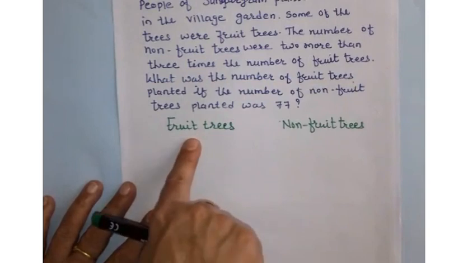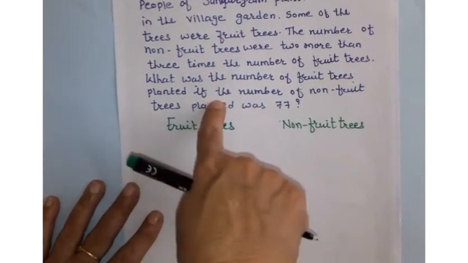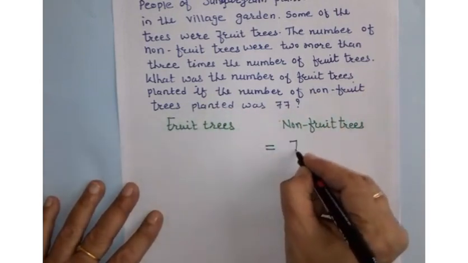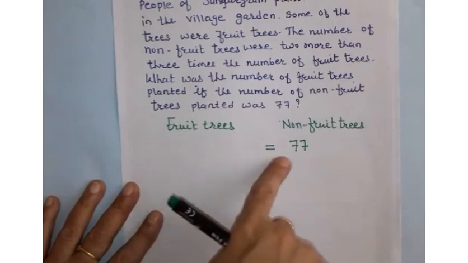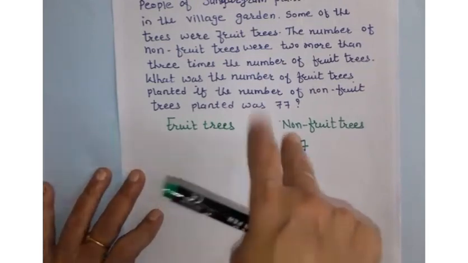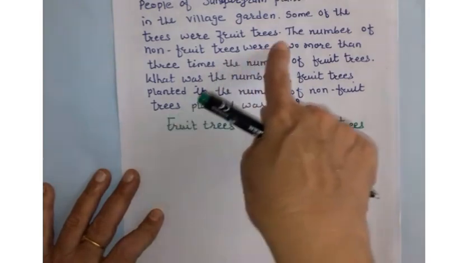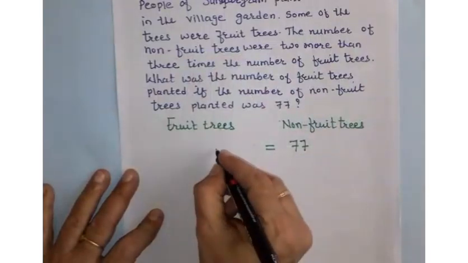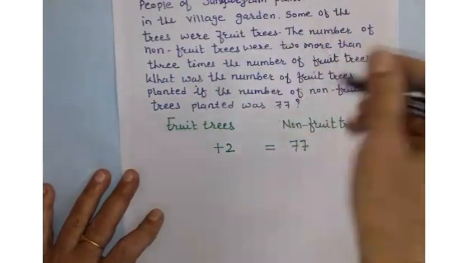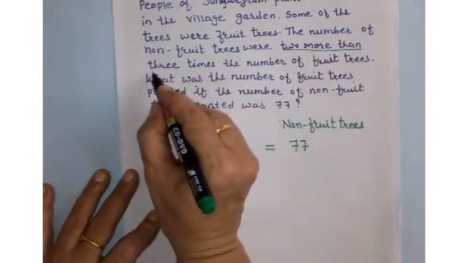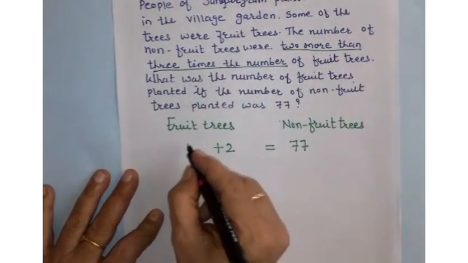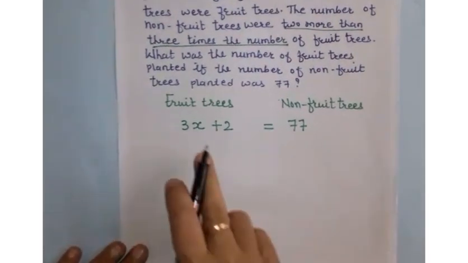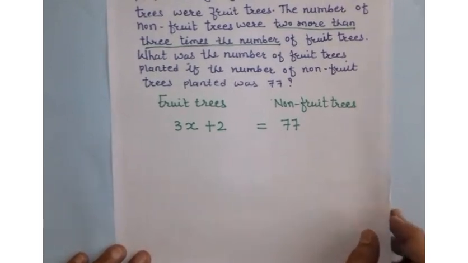Correct? Understood? Okay. Now here we have to find how many fruit trees there are if the number of non-fruit trees planted was 77. Clear? And now what is the condition? This 77 is equal to the number of non-fruit trees, which were 2 more than 3 times the number. 2 more than means plus 2. 3 times means 3x. So what is our equation? 3x plus 2 is equal to 77.